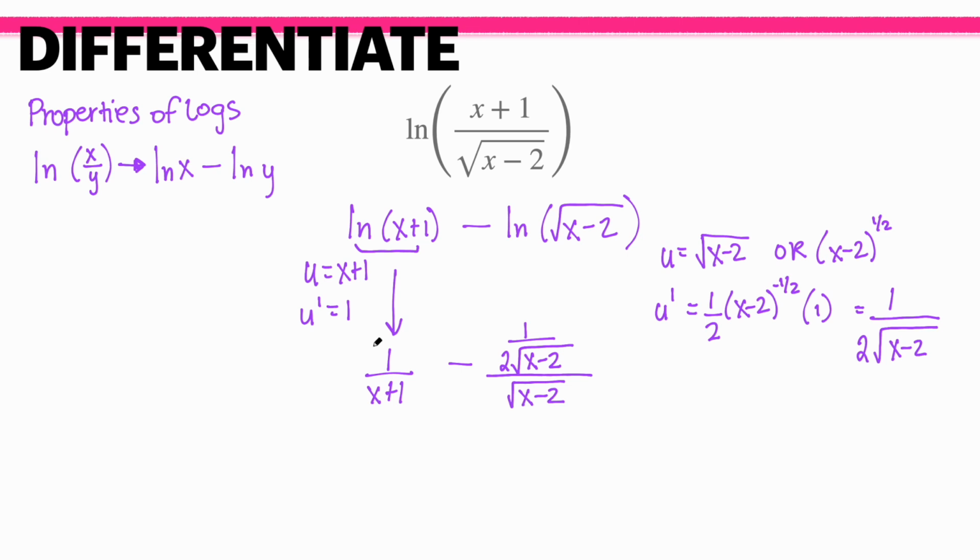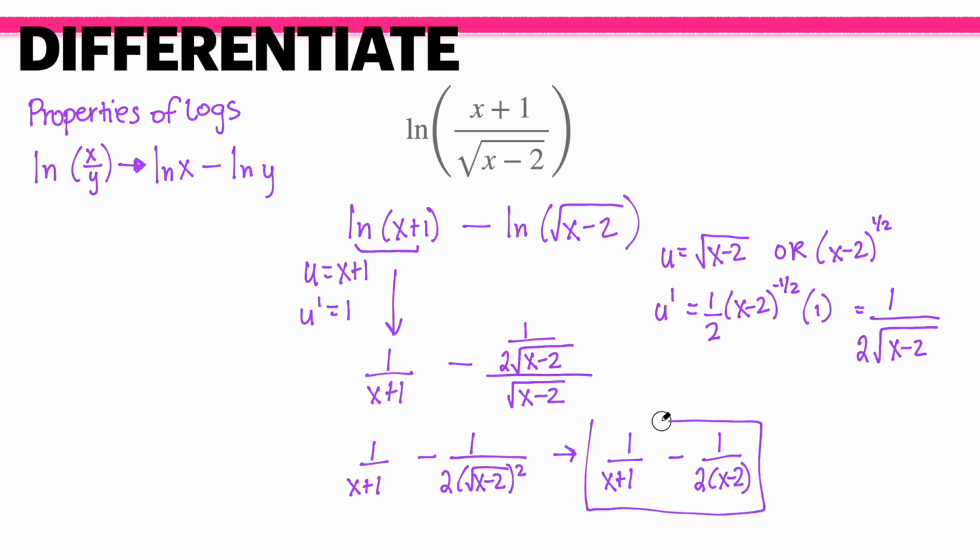Now, you can leave it like that, but this actually does clean up. So the first part is 1 over x plus 1. The second part is these two denominators actually can multiply together. So you'll get 1 over 2 times the square root of x minus 2 squared, which is 1 over 2 times x minus 2.